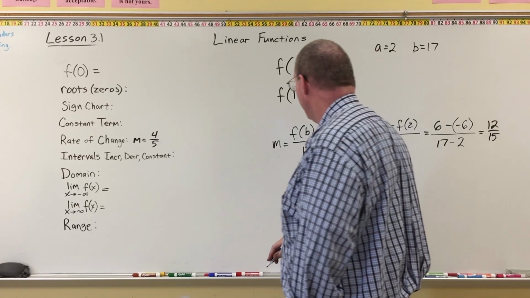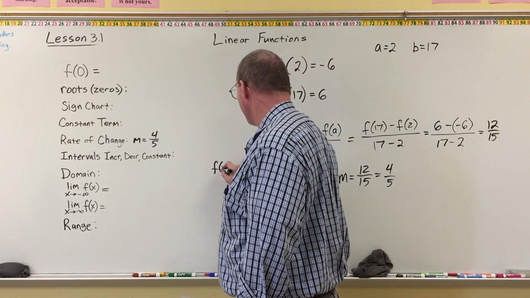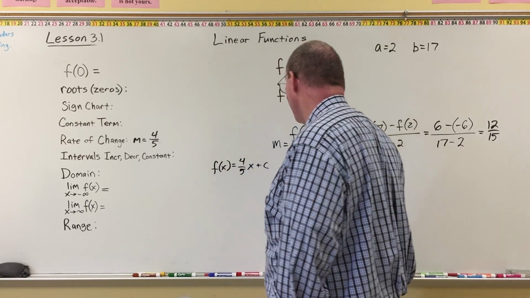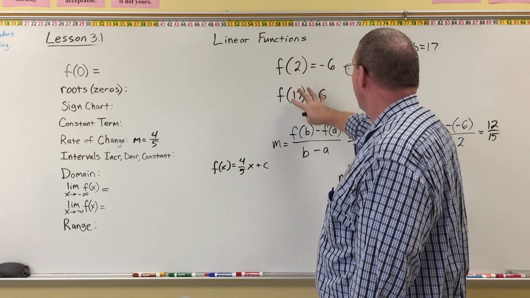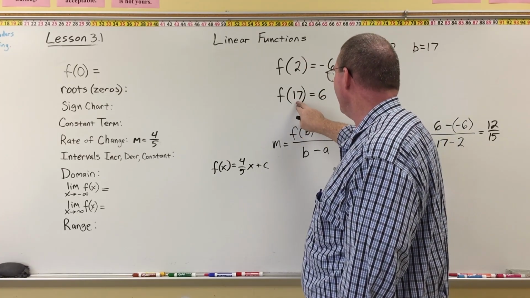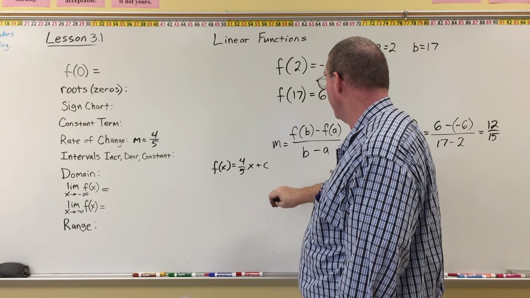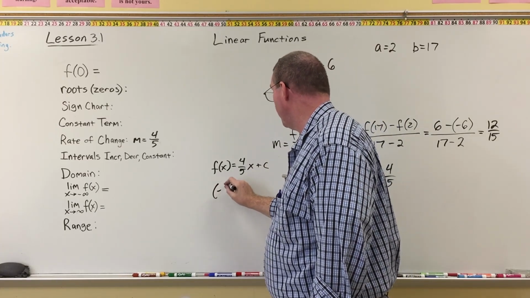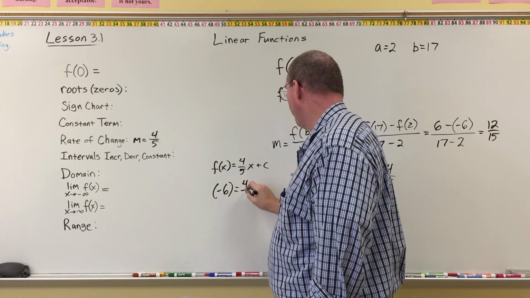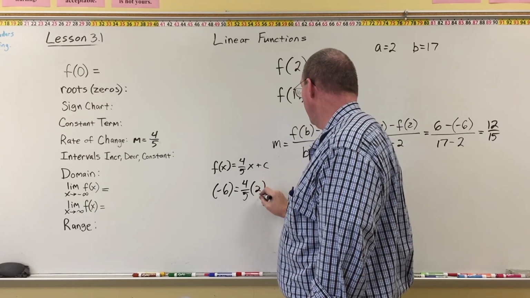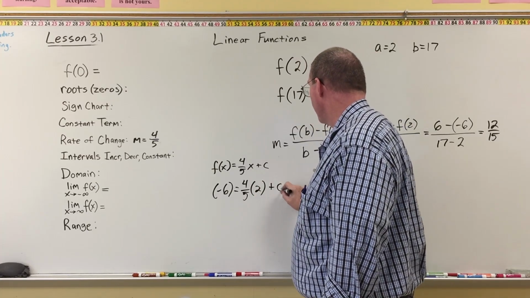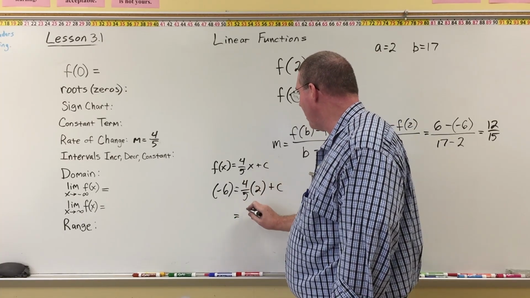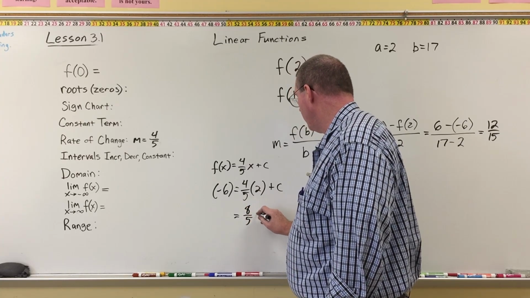Now, we want to find the function. So we'll do f of x is equal to 4/5 x plus c. And then we're going to fill in, we got to pick one of these two. I think let's go ahead, I really don't want to work with 17. I don't want to put a 17 here, but I don't mind putting a 2 there, okay? So I'm going to use f of x is negative 6, so I'll put negative 6 in for y. Then I'll do 4/5, and then I'll put a 2 in for x, and then plus c. And now 2 times 4/5 is, really it's 2 times 4, it's 8 over 5. So we have 8 over 5 plus c.